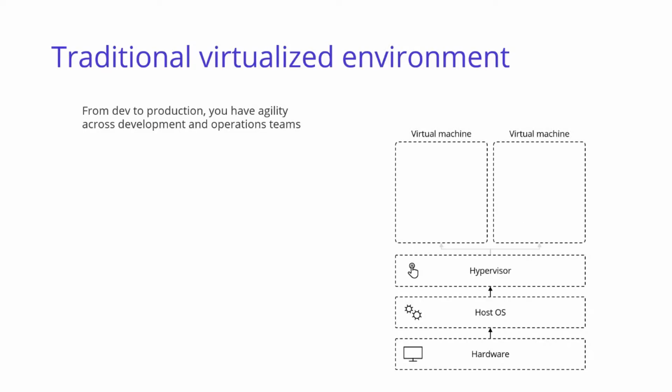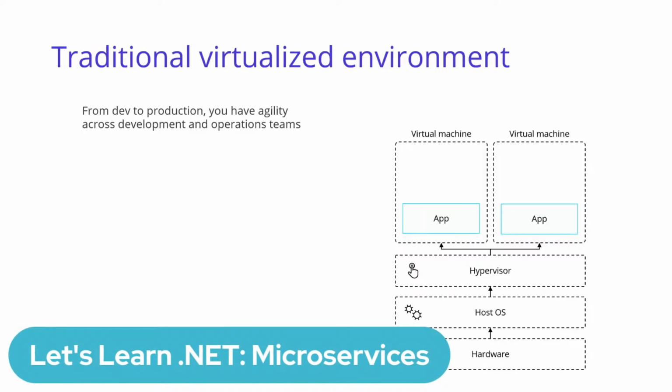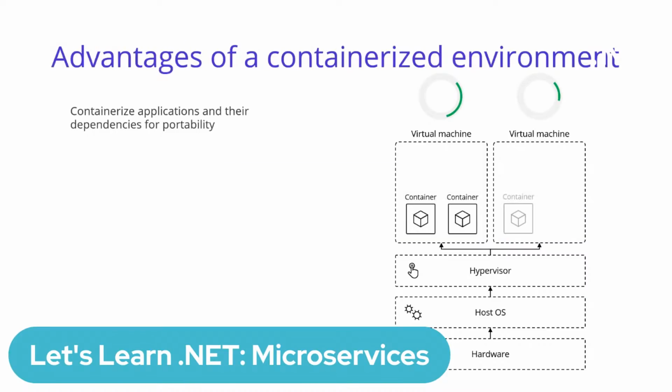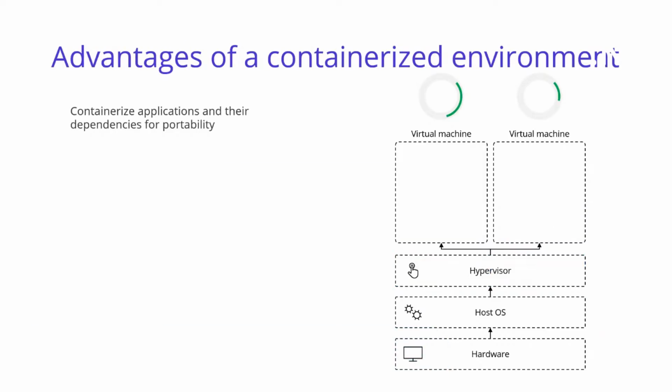Now, in a traditional virtualized environment, we have the agility across the teams and things like that. And you'll see that our VMs have basically this stack where the hypervisor sits on top of the host and the hardware. You do have a limit to what this can give us, all the way down to the hardware itself. We have, again, the low utilization of the resources.